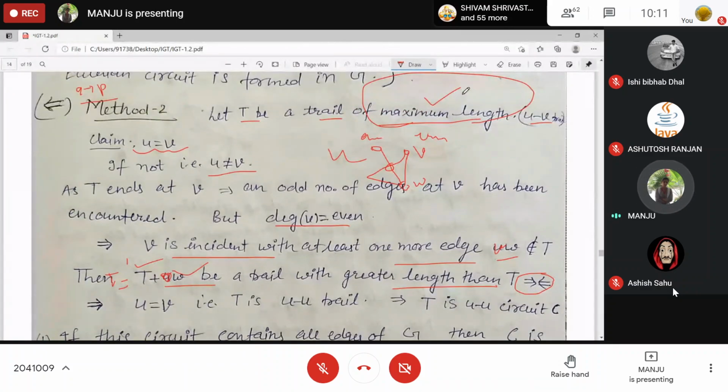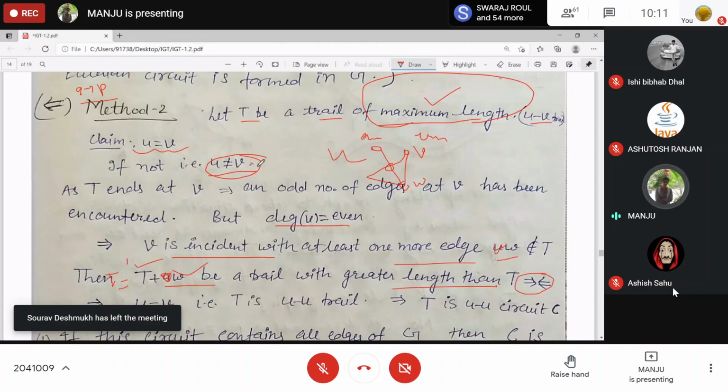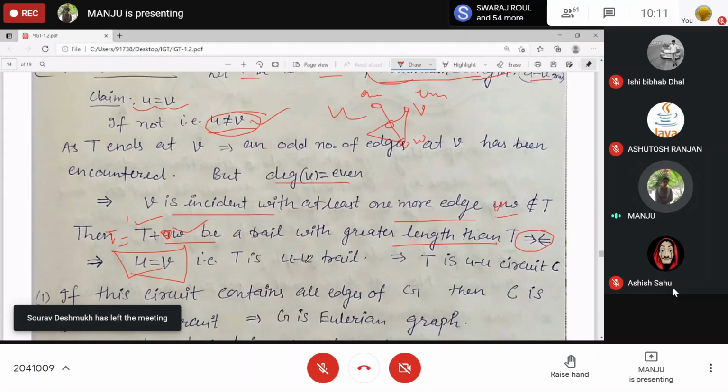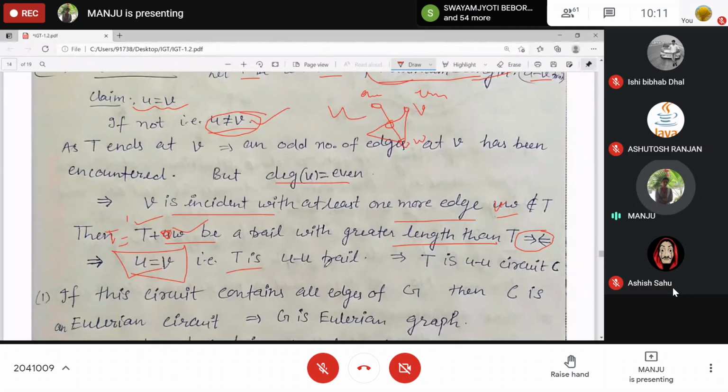More than that length is not possible. So whatever we have assumed is wrong. Why did we get this wrong? We have assumed something wrong, and that something wrong is U is not equal to V. So U has to be equal to V. So T is nothing but a U to U trail. That means T is a closed trail, and a closed trail is your circuit C.